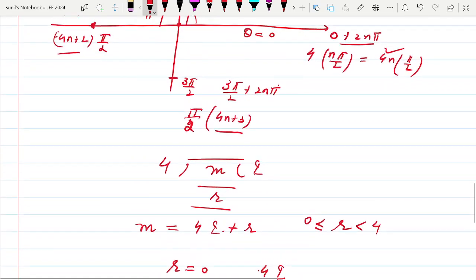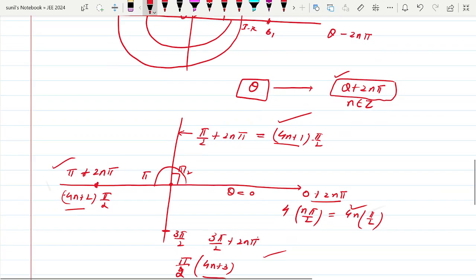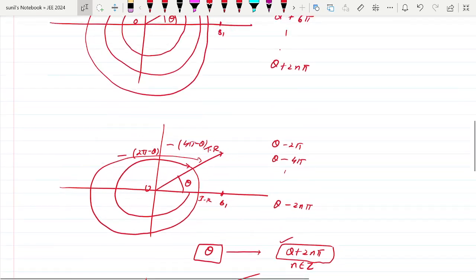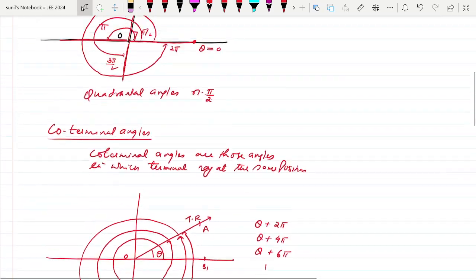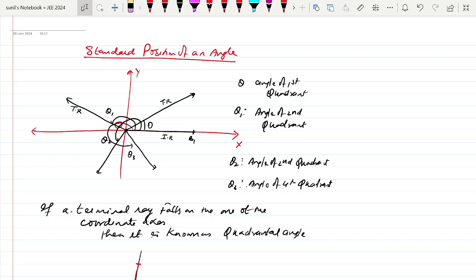Now similarly, your quadrantal angles, that is all the infinite coterminal angles, follow the same rule. So I hope you have understood the concept of coterminal angles and the concept of quadrantal angles in this video.